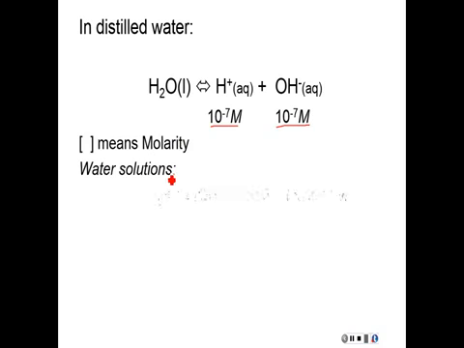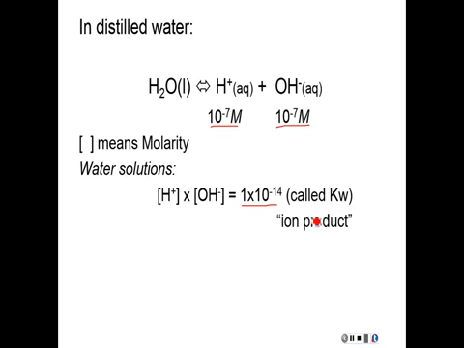So in a water solution then, if you were to multiply these two numbers together, you'd wind up getting this number, which is called Kw. It's also called the ion product of water. So when we multiply powers of 10, we just add the powers together. So you'd have negative 7 plus negative 7 equals negative 14. And that's how we get that. We're going to use this equation here when we have one of these and we're looking for the other.